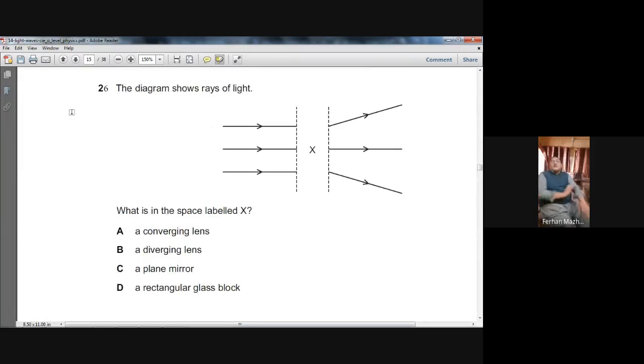The diagram shows rays of light. What is the space labeled X? You see, there are parallel rays of light and they pass through X, and then they diverge. The one light ray which passes through the optical center goes undeviated. The rest have diverged. So it's a diverging lens. What is in the space labeled X? It's a diverging lens. Very simple.